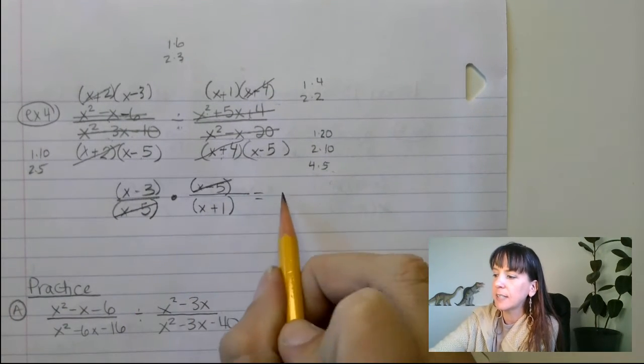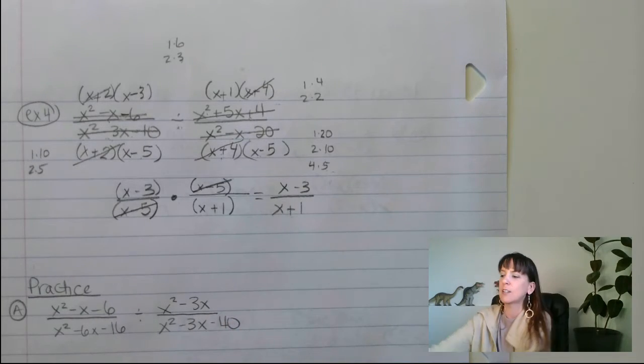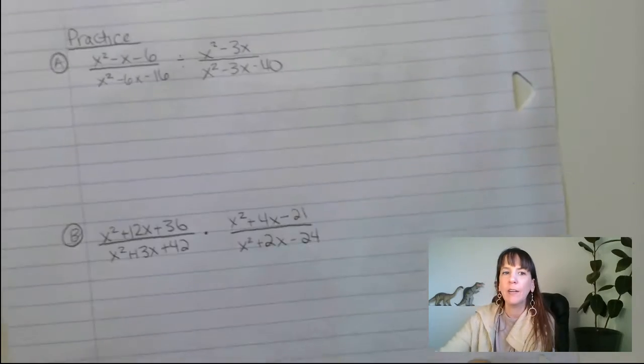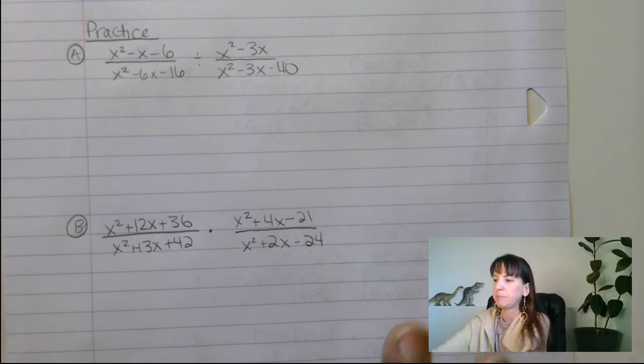This and this, that gives me x minus 3 over x plus 1. Ta-da, that's our answer, yay. All right, guys, here are the 2 practice problems. So go ahead and pause the video, try those, and then come on back.